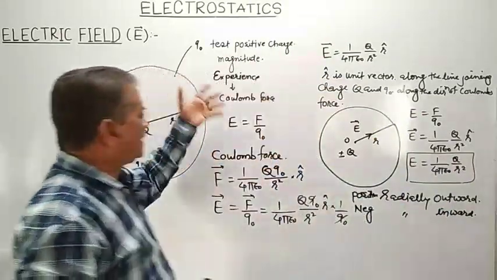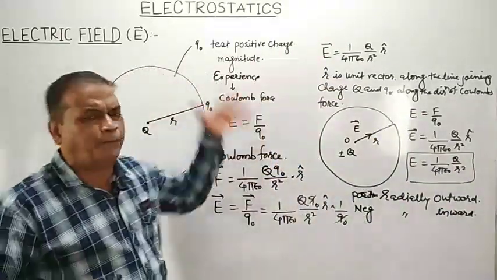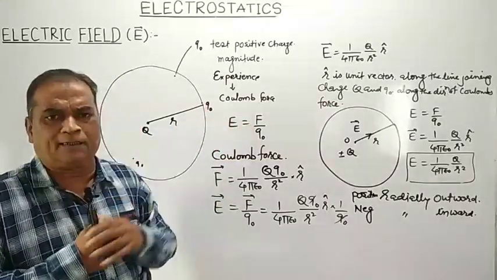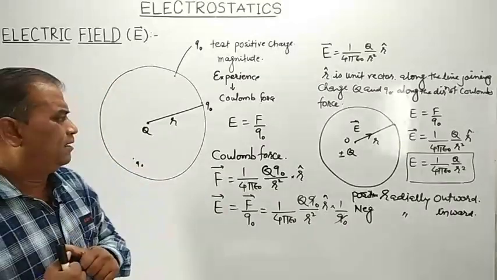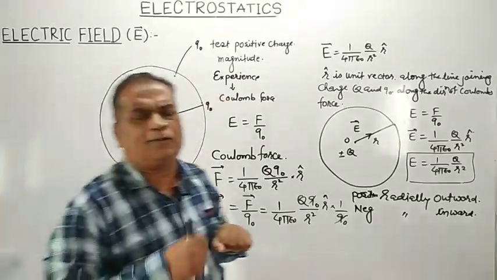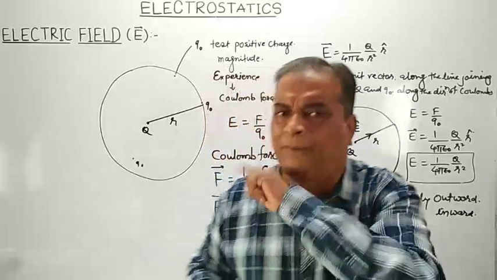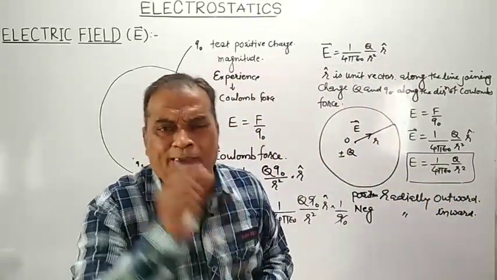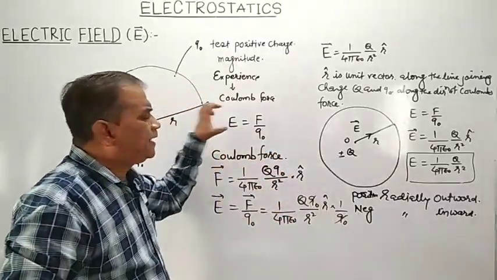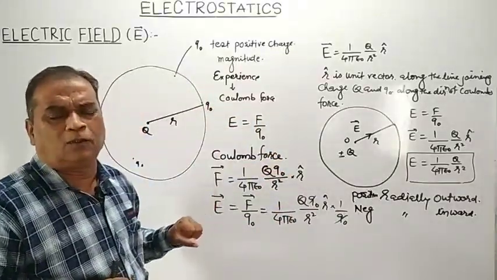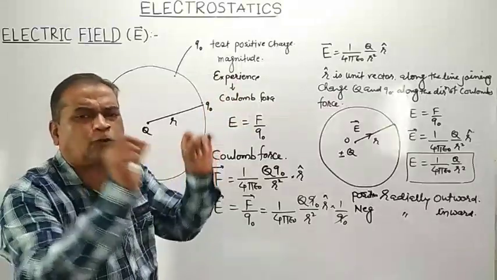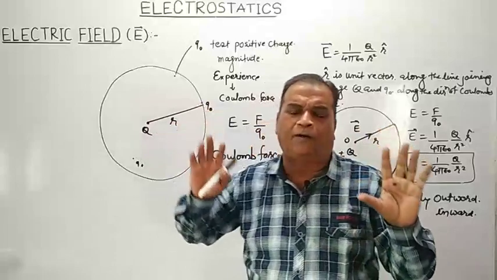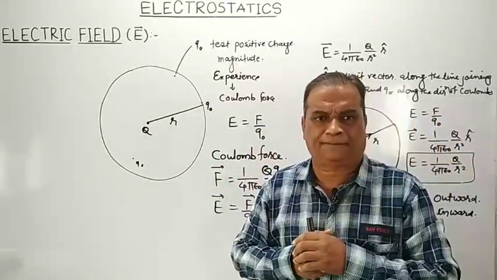Mathematically, that electric field is nothing but force per unit charge. Force per unit charge. Remember, whenever we have to find the electric intensity, we always make use of a test positive charge. What is a test positive charge? It is a positive charge whose magnitude is so small that it will not affect the surrounding of a given charge.